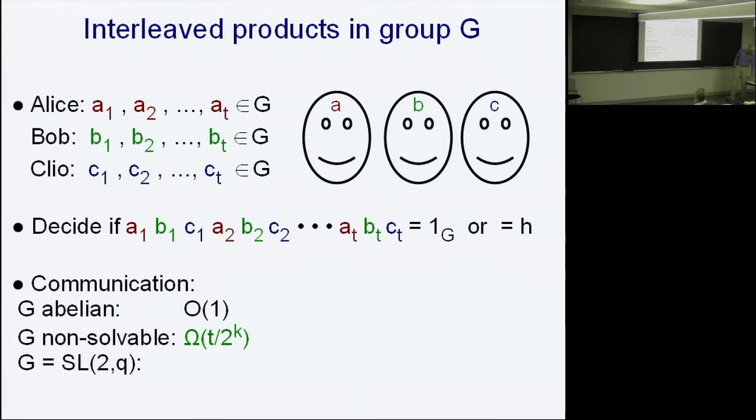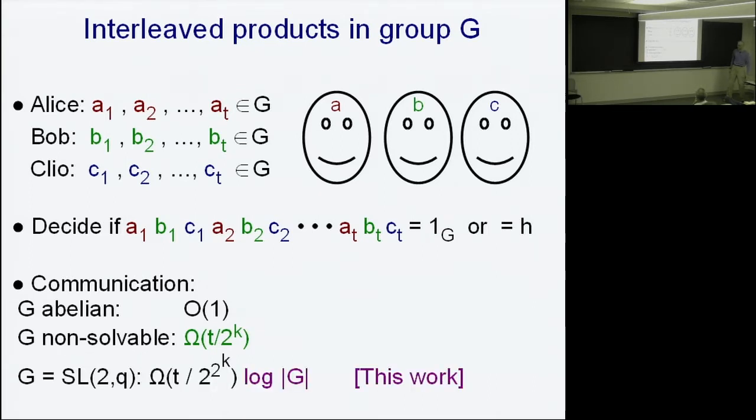And then eventually we were able to get something in this setting. So in this work, we can prove this bound here: t over 2 to the 2 to the k, however, times log the size of the group. So we get this log of the size of the group. If k is constant, this bound is tight. It's t times log the size of the group, and the dependence on k is worse than that.